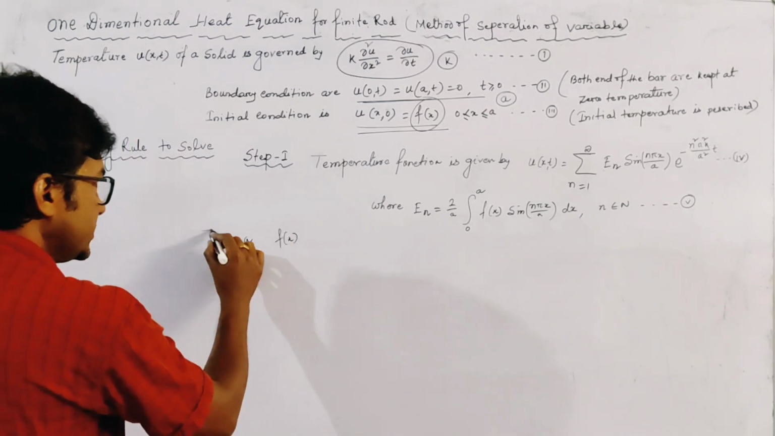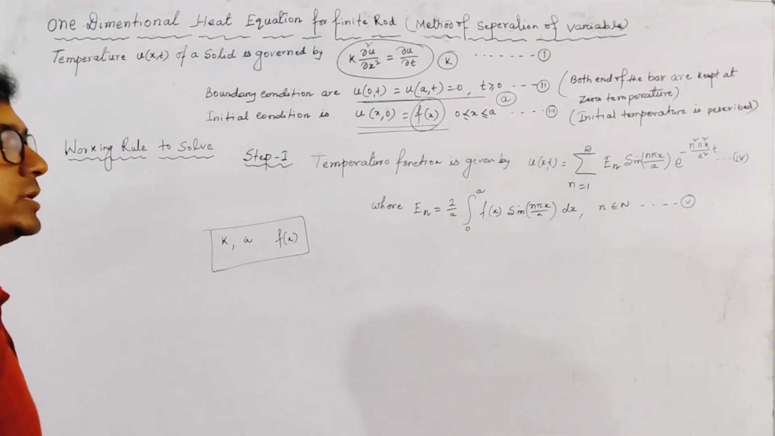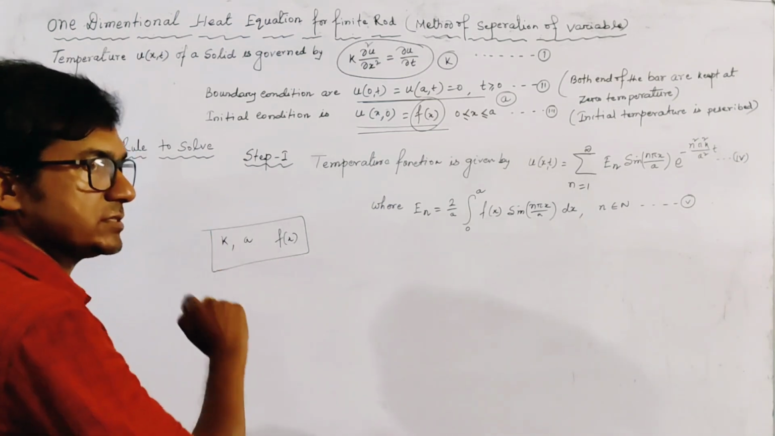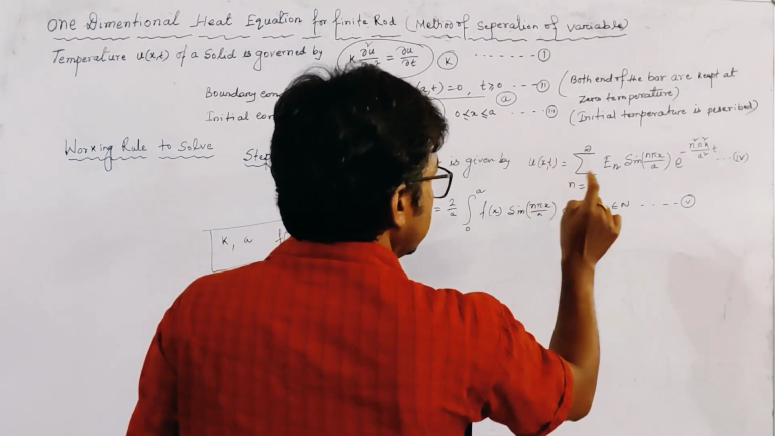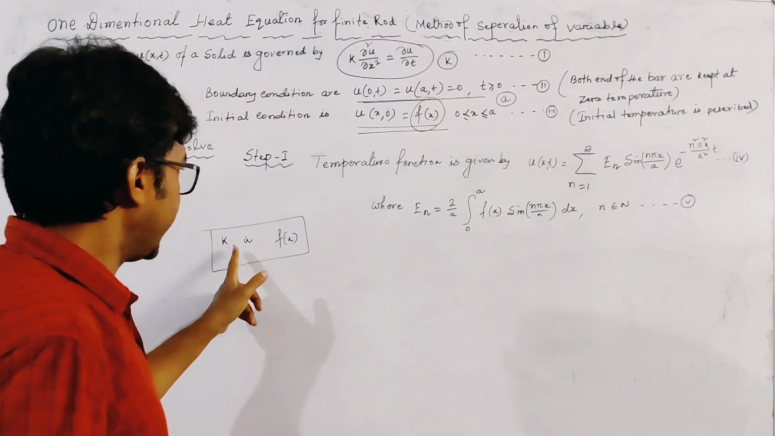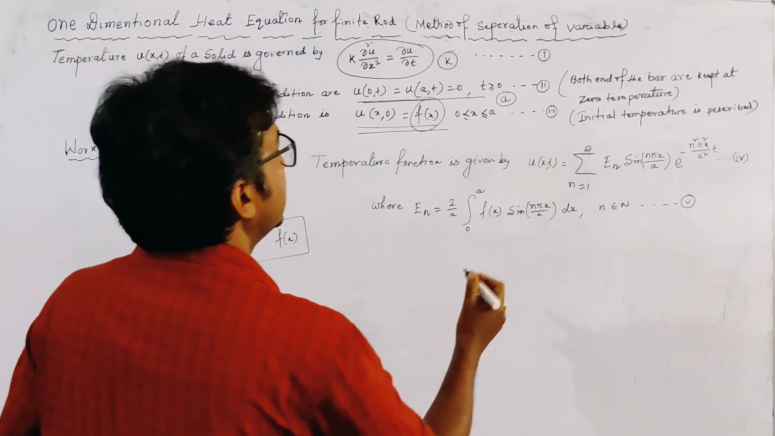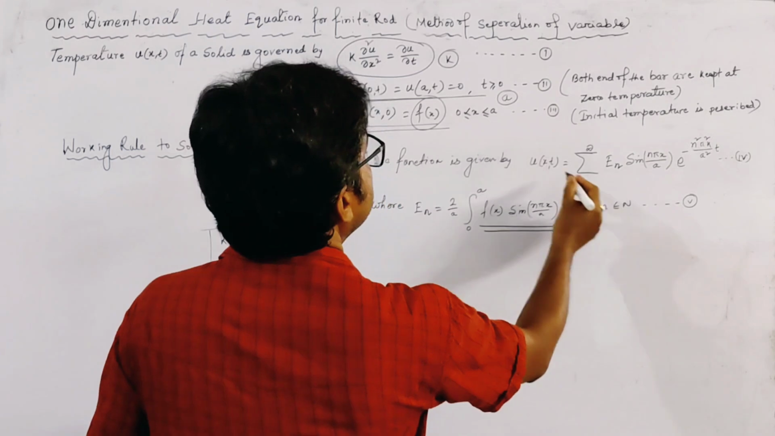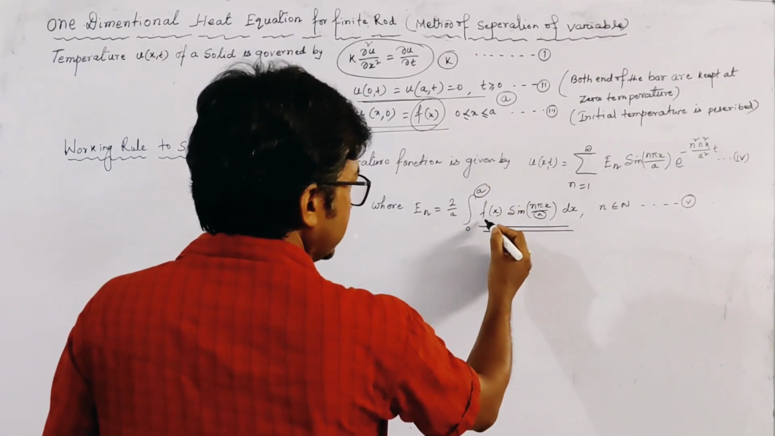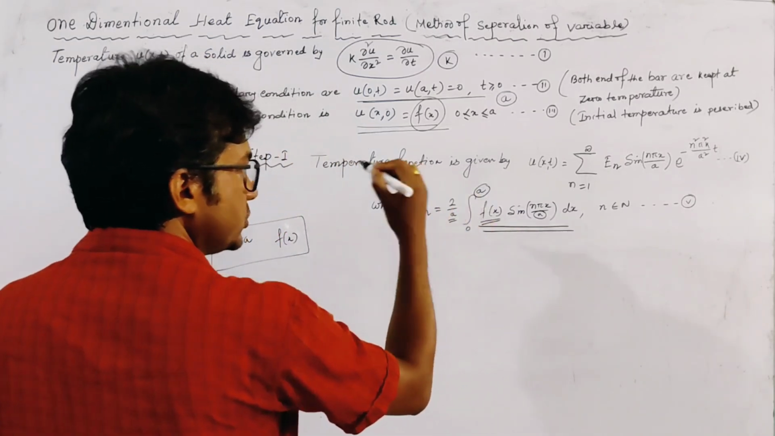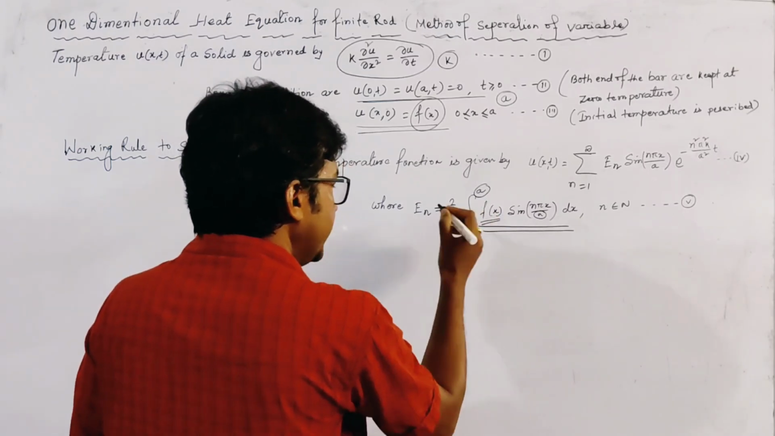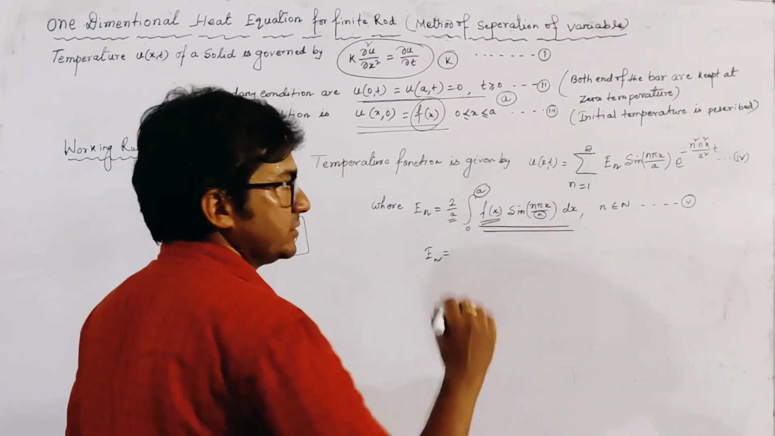Now these three quantities are known to us, so we put the values of k, a and f(x) in this relation and this relation. When we put the values of k, a and f(x), we do the complete integration. Here we put the value of a, here also a, and we put the value of f(x), and we determine the complete value of E_n by integrating.